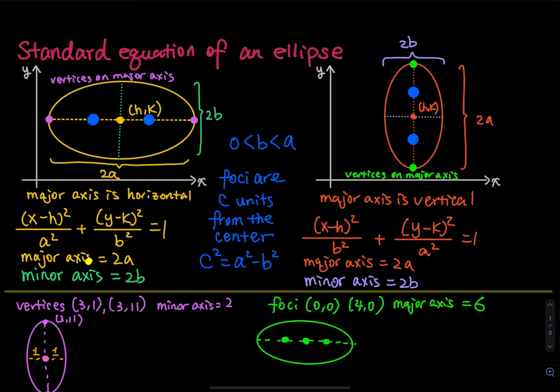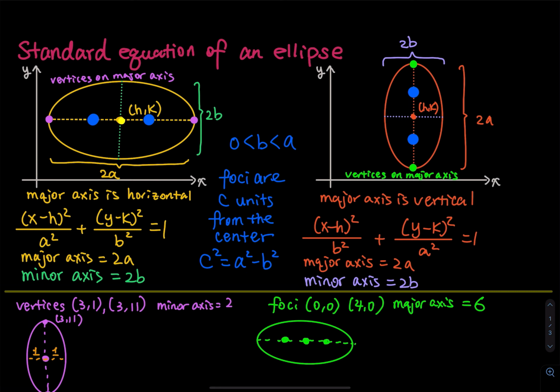The length of the major axis is 2a. The length of the minor axis is 2b. For a and b, a must be greater than b, and both a and b must be greater than 0. The blue points, the foci, are c units from the center, and the relationship between a, b, and c is that c squared equals a squared minus b squared.